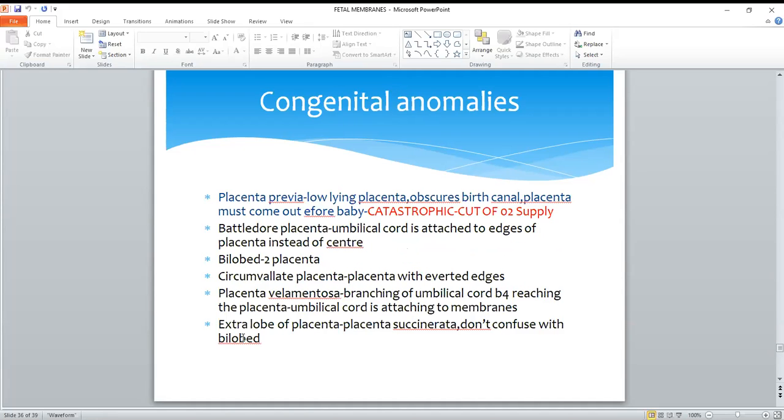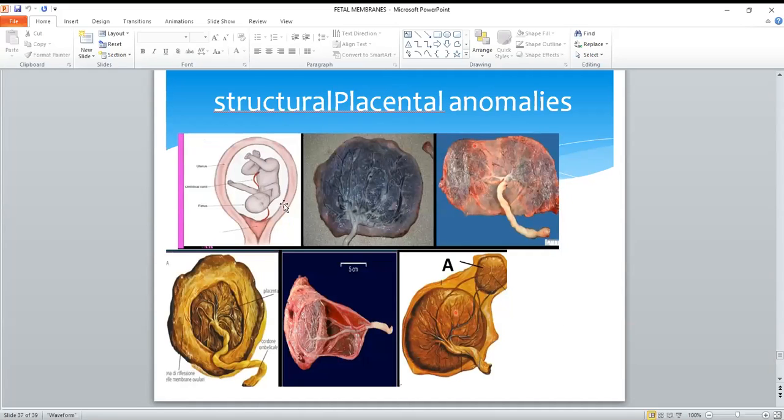So, congenital anomalies. Again, I'll start with the pictures and then go on to read this slide for you. You have this slide here, but these are things the examiner might bring for you in the spot test, so it's good to know them. The first one here is placenta previa. Here we have a low-lying placenta, right? In a low-lying placenta, the only way this baby can come out is if the placenta comes out first, and that is catastrophic.